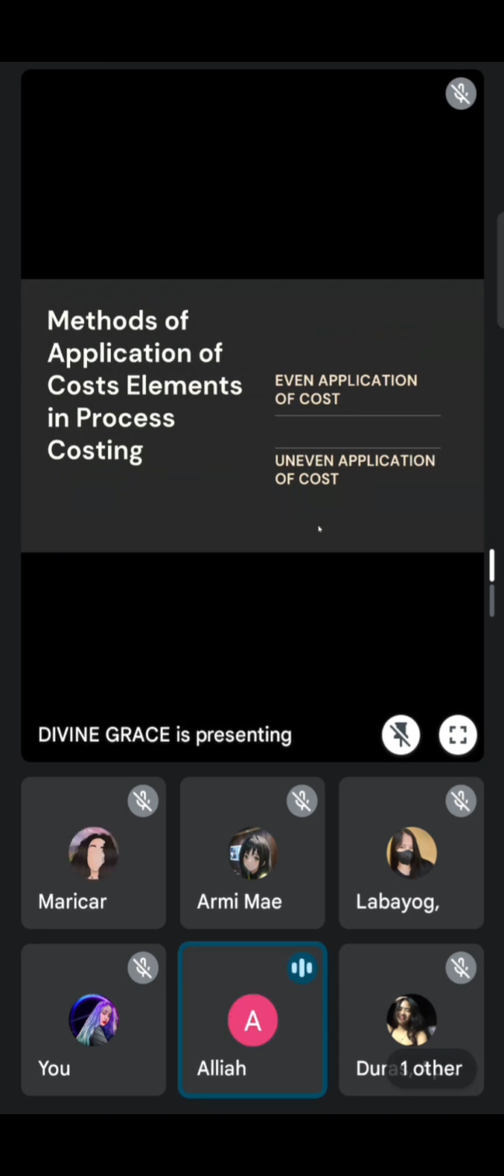I am now going to discuss the methods of application of cost elements in process costing. Here, there are two methods: the even application of cost and the uneven application of cost. First, let us define those two methods. In even application of cost, materials, labor, and factory overhead are applied at the same rate throughout the production process. While in uneven application of cost, materials, labor, and factory overhead are applied at different stages of the production process. Here's some illustration for you to understand more the even and uneven application of cost.